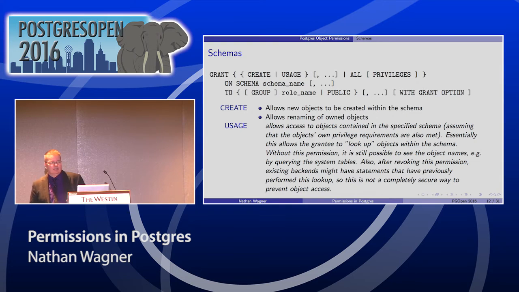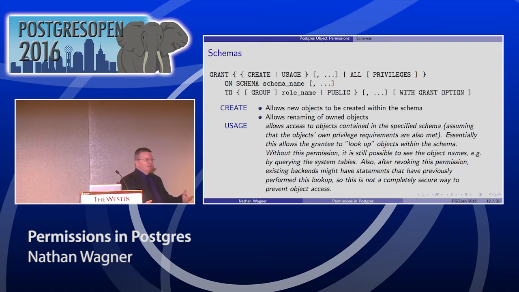Create privilege on schemas allows you to create new things inside the schema, and I talked about that briefly earlier. You also need create privilege on the schema to rename something. So if you have a table foo and you wanted to rename it to foo2, you'll need create privilege on the schema. That makes sense because you're creating a new name in the schema. So you need that privilege. You also need to own the table in order to do the alter.